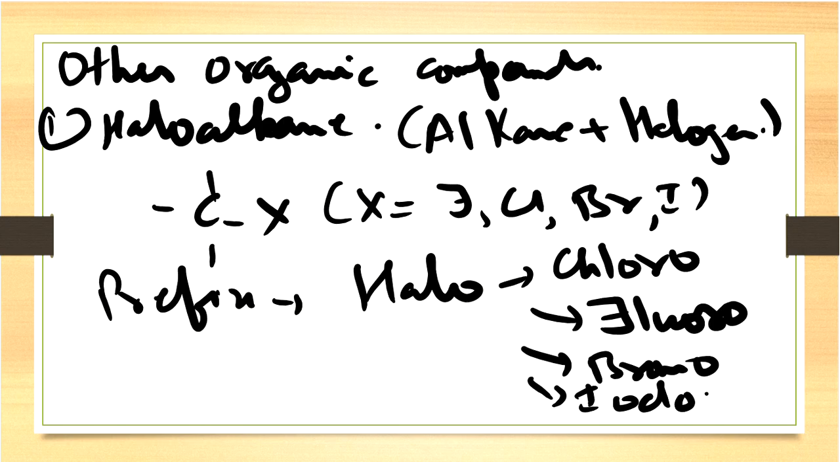Other organic compounds are haloalkanes, in which an alkane plus a halogen group is there. Halogen means fluoro, chloro, bromo, iodo. Fluorine, chlorine, bromine and iodine are the halogen groups. So the prefix will be halo: chloro for Cl, fluoro for F, bromo for Br and iodo for I. Okay. So haloalkane.